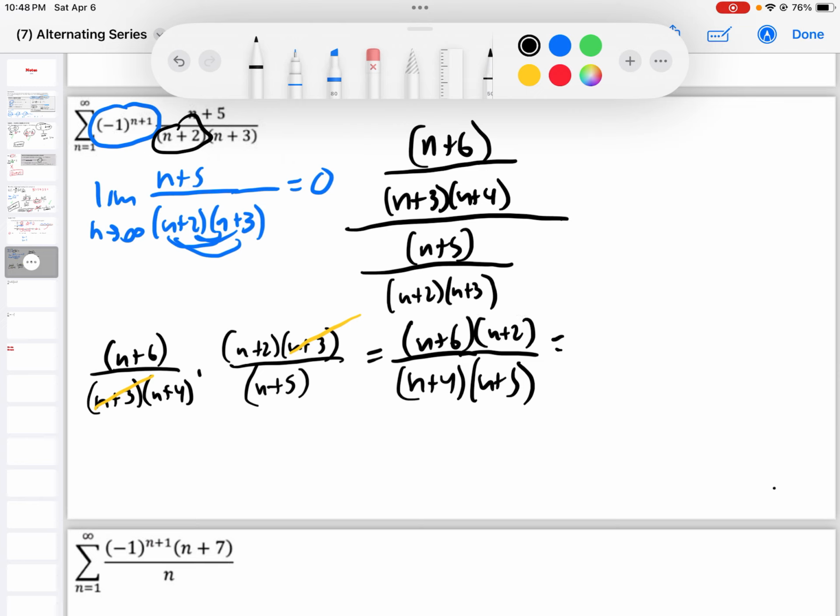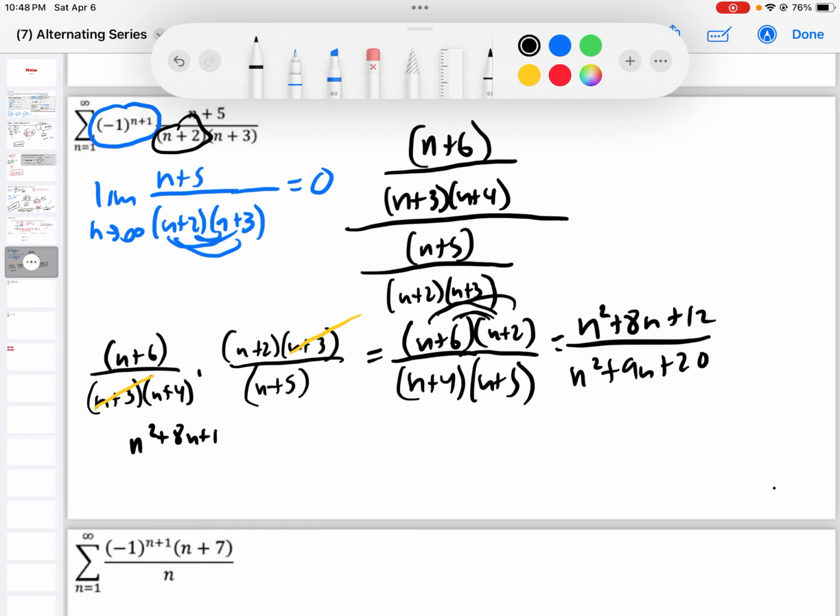But there's another little trick I want you to see in case you ever need to use it. So I'm going to multiply this through and get n squared plus 8n plus 12 over n squared plus 9n plus 20. You still can't really tell which one's bigger. I'm pretty sure the bottom is bigger, but to prove it, I'm going to rewrite. I'm just going to copy down the top. The bottom, I'm going to write as n squared plus 8n plus 12 plus something.